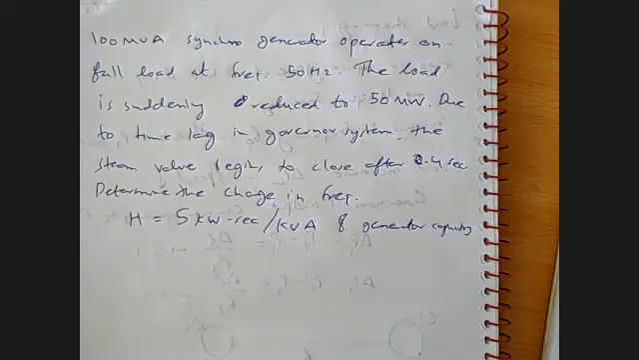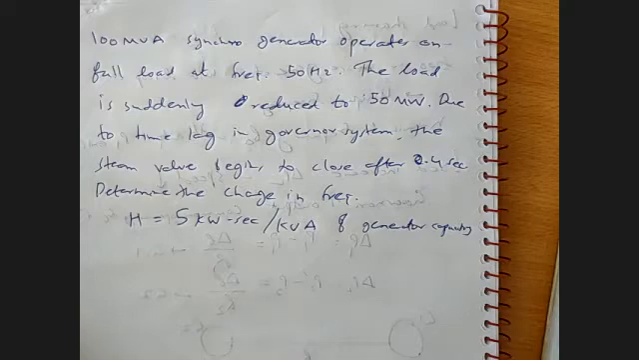So this is your numerical. We have a 100 MVA synchronous generator which is operating at full load. That means 100 MVA at a frequency of 50 hertz. The load is suddenly reduced to 50 megawatt. That means the new load is 50 megawatt. And your steam valve will operate after 0.4 second.